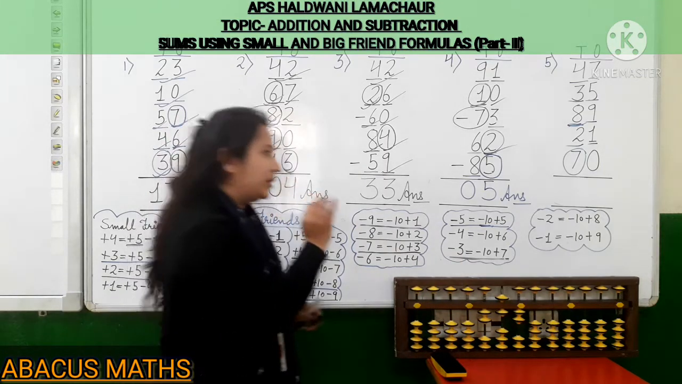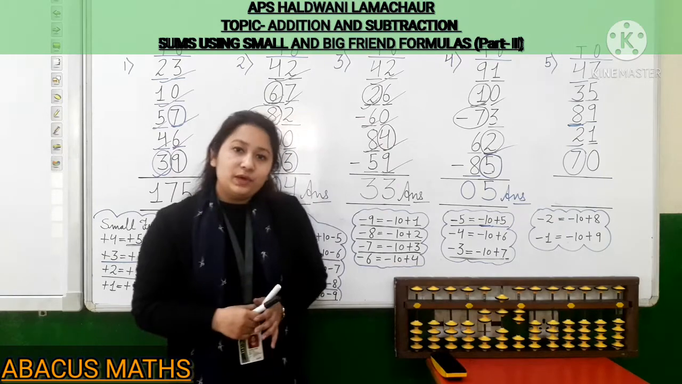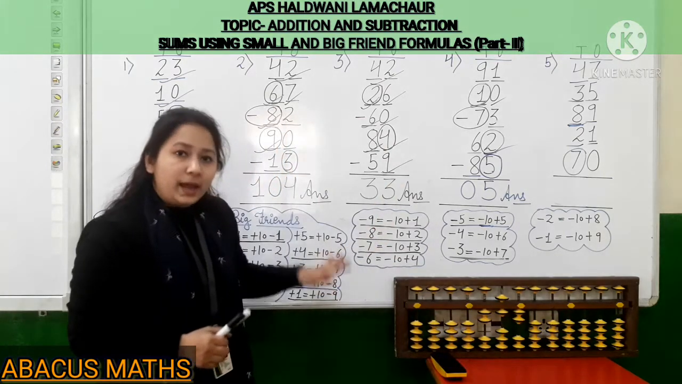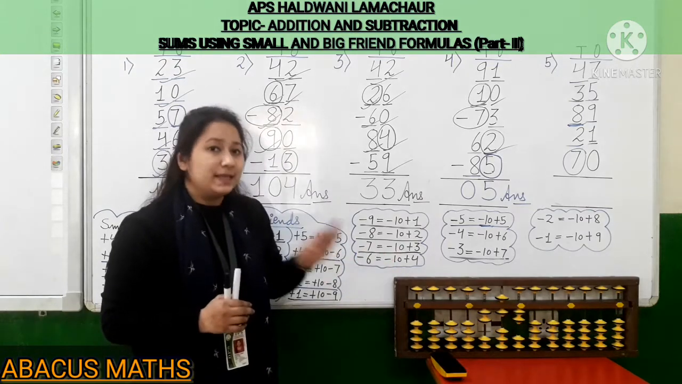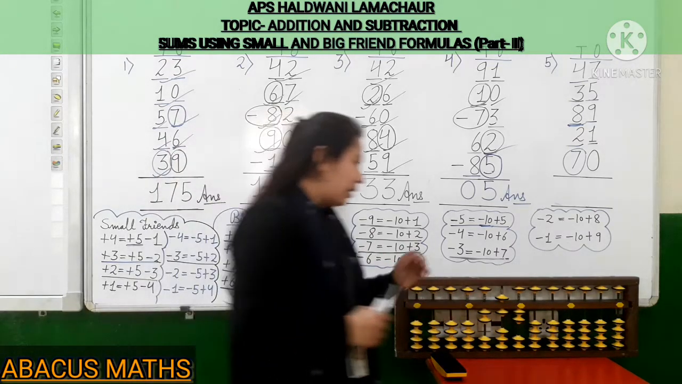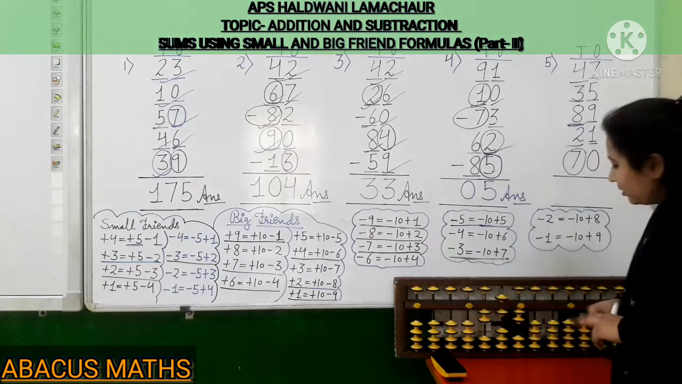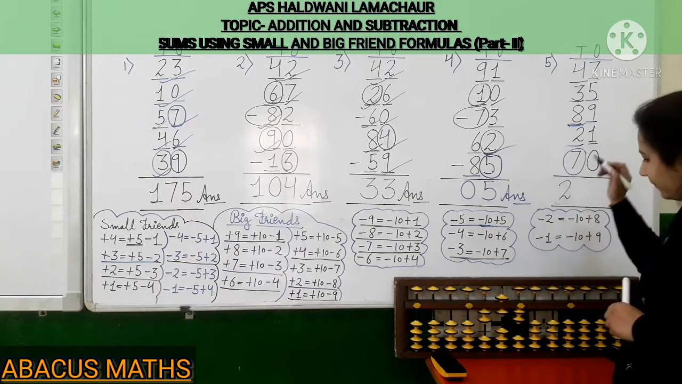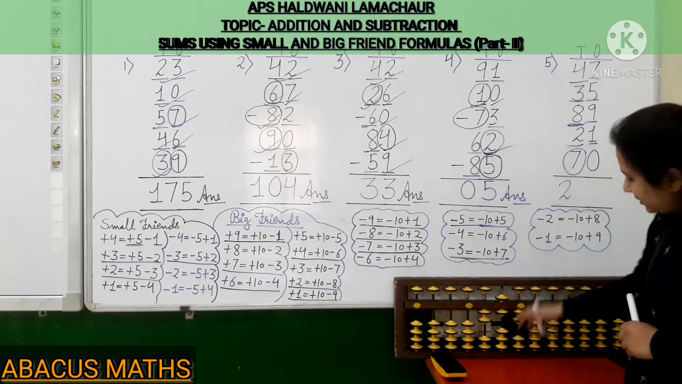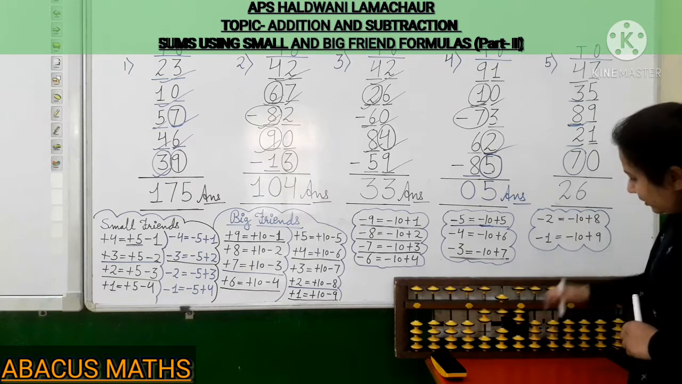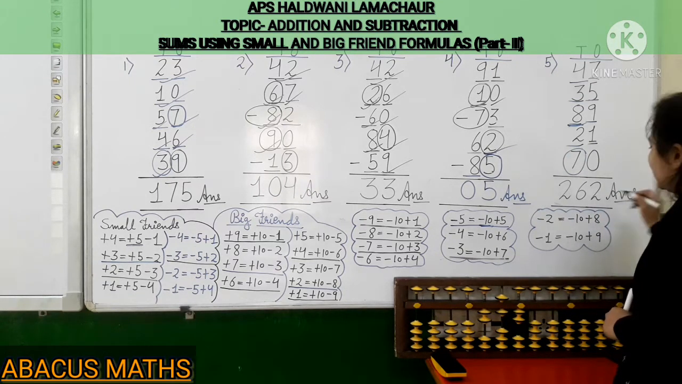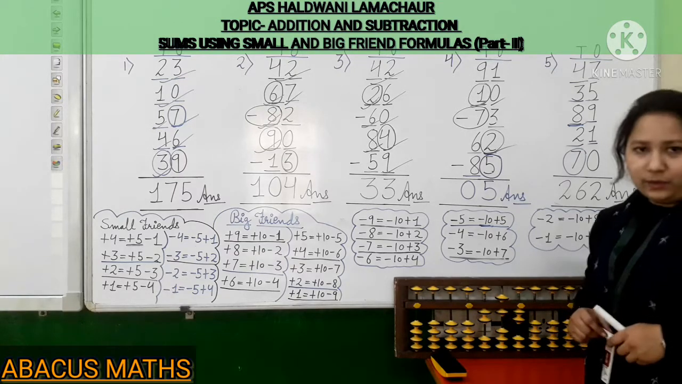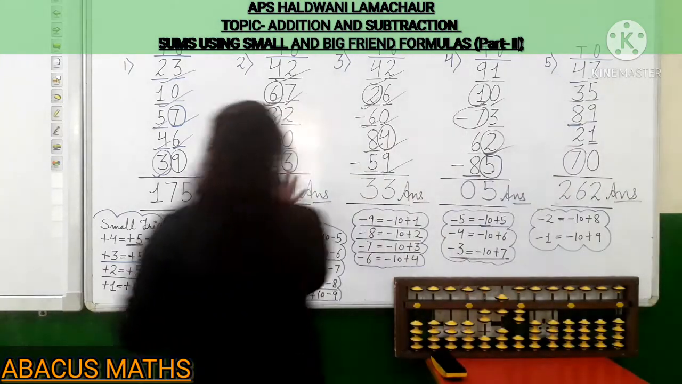You also have to put it orally, but first of all kids you have to learn them and you have to do a number of sums related to them because it needs practice. Now count. See, in the 100's rod there is 2, in the 10's rod there is 6 and in the 1's rod there is again 2. So your answer is 262. I hope kids that you get these sums.